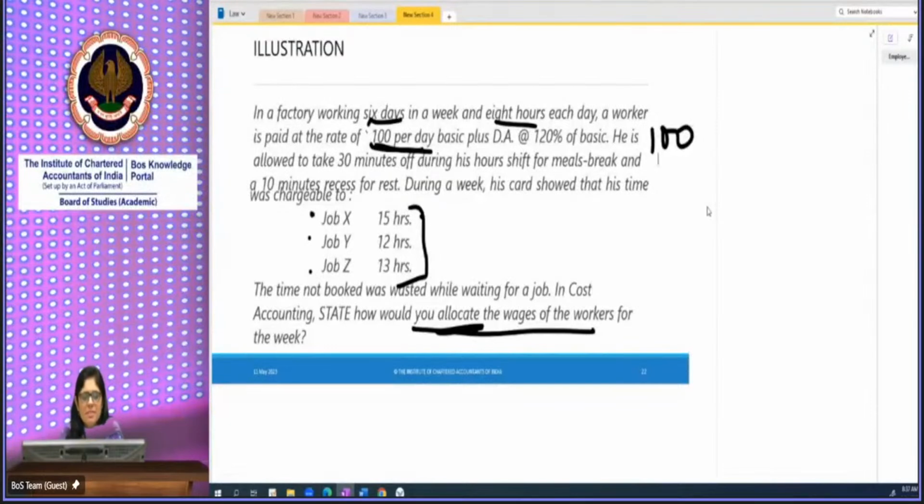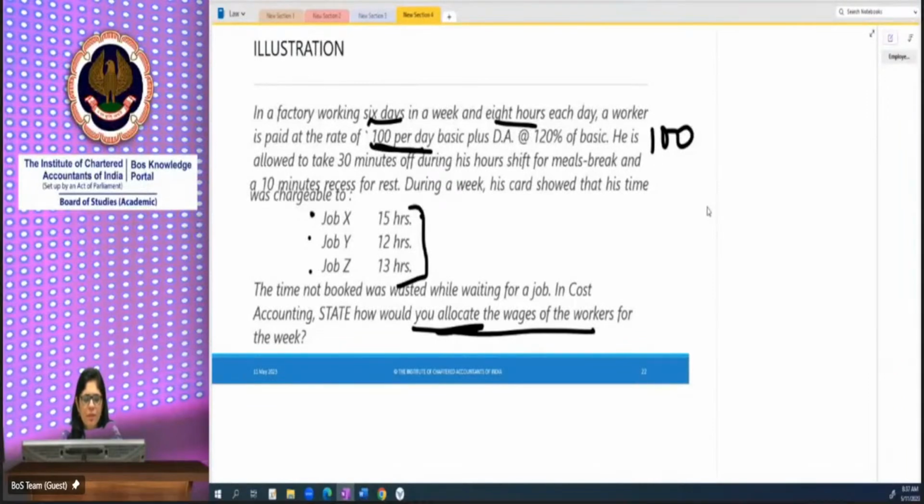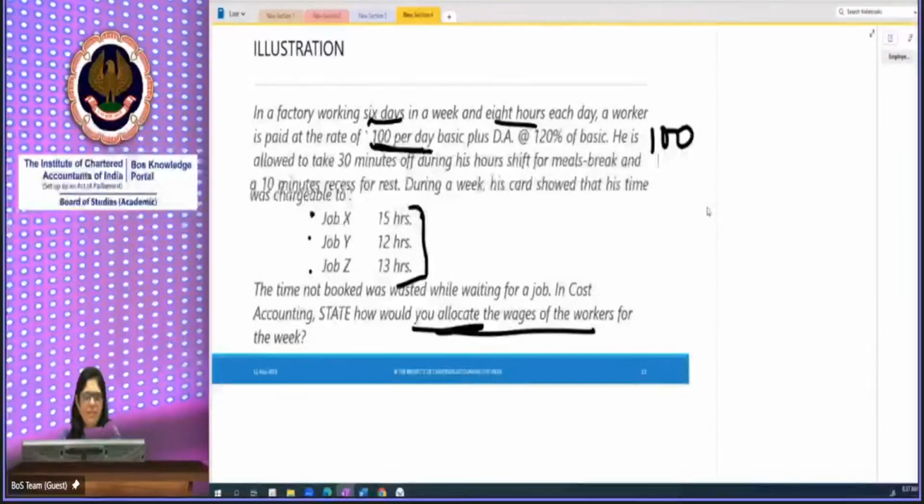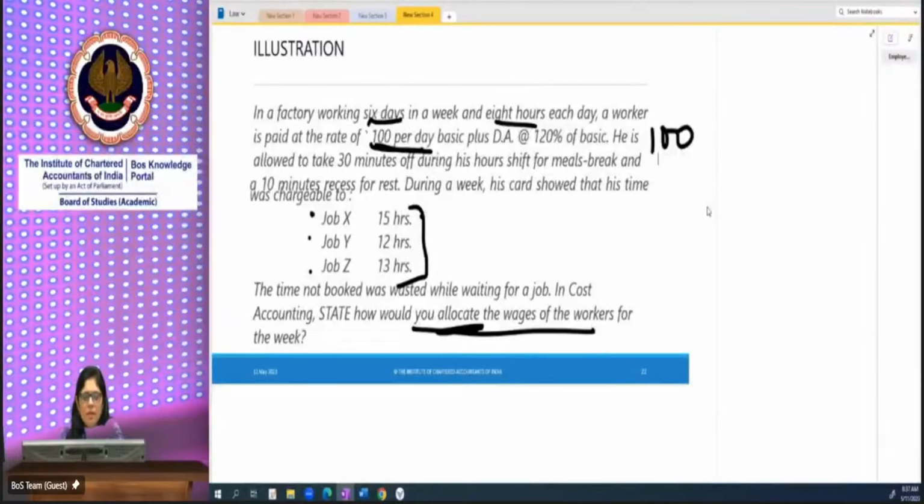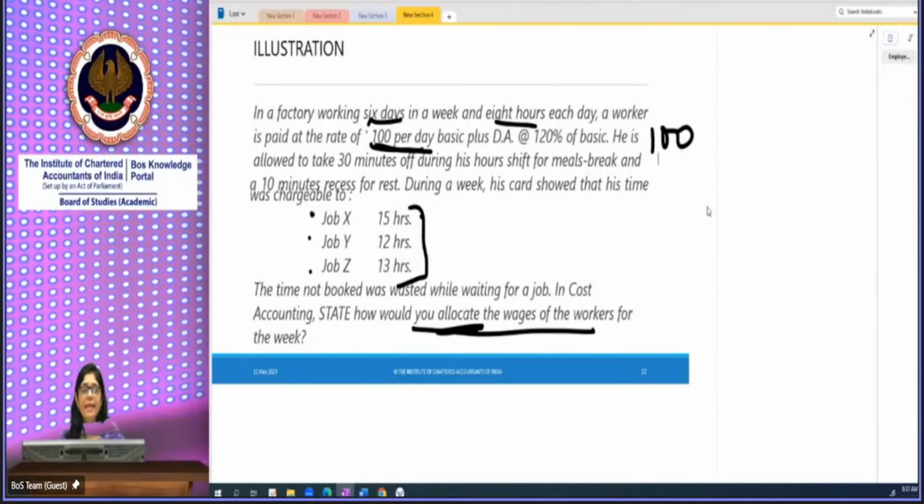It's 120%. Now he's allowed to take 30 minutes for a meal break and 10 minutes for another break, 40 minutes every day. So just calculate the effective time. If anybody can calculate the effective time: 6 days in a week. All right, so we have to calculate for 6 days and the rate is given per day.